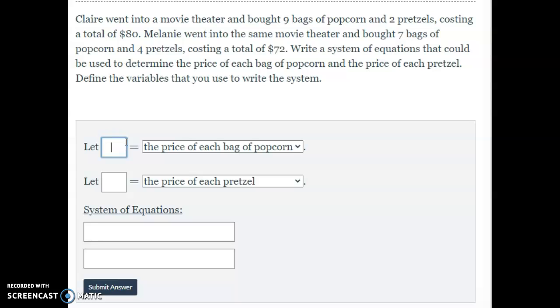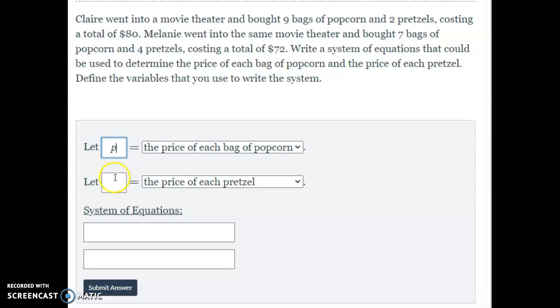And normally I would say, okay, P for popcorn, P for price, P for pretzel, but they all start with the letter P. So it doesn't necessarily matter what you call these. You could call it P for popcorn and R for pretzel, or L for pretzel. What you can't do is call it P again, because they have different prices, so they have to have different variables. So it doesn't matter what letter you pick there. It'll allow you to put anything in. But I'm going to let P be popcorn and R be the price of a pretzel.